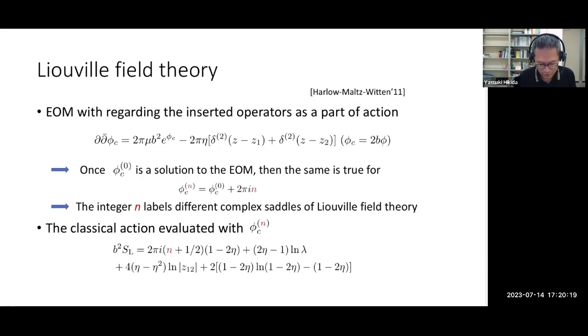So once we have some solution, then we have another solution by shifting in this way. This can be seen from this one, and this is something we want to understand, why this is allowed. I'll talk about this one later in more detail. But anyway, once we have this kind of solution, then we can compute the action. As a classical result, the two-point function should be a sum over this one with all saddles.